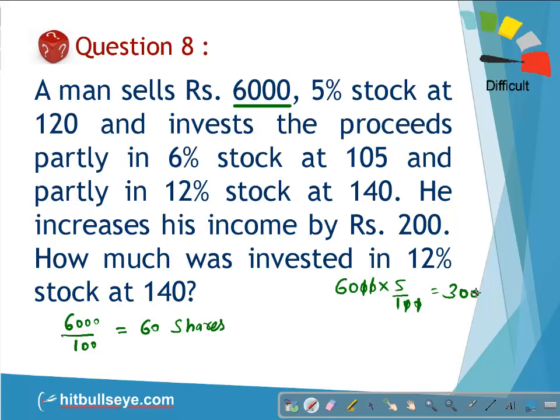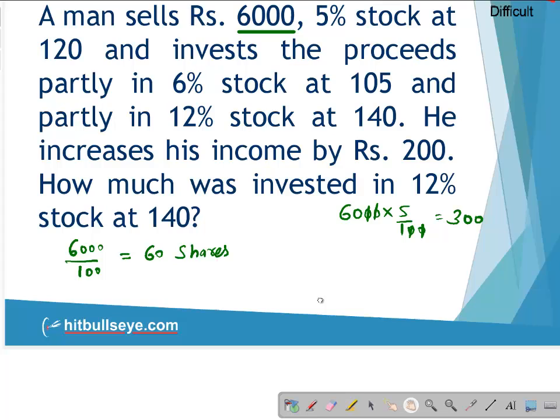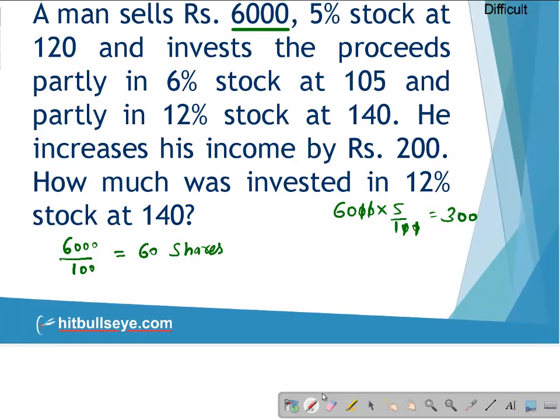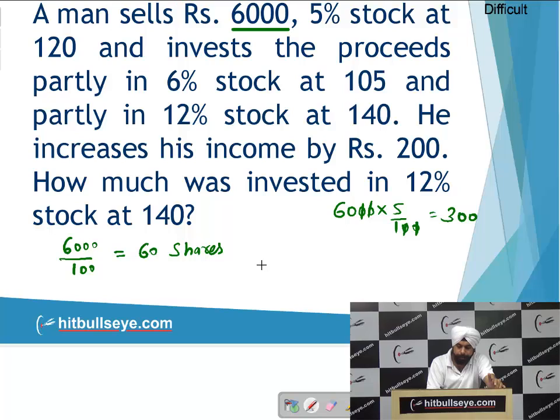Now students, he was having 60 shares which were giving him 300 rupees as his income. Now he sells those shares at the rate of rupees 120. So when he sells at the rate of 120, students, can you say he will get an amount of rupees 7,200? Out of that he invests one part at 12% at 140 and the other part at 6% at 105. Now let me take it that it is 12% stock at 140. In that he invests X sum of money.